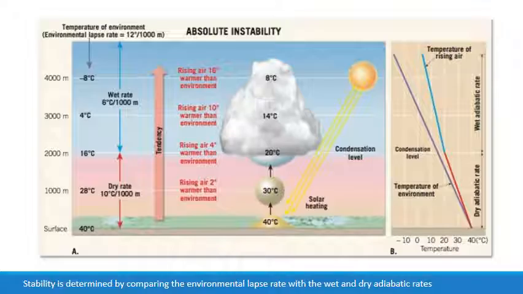So absolute instability occurs most often during the warm months, summer months, and on clear days when solar heating is really intense. Under those conditions, the lowermost layer of the stratified atmosphere is much higher than the temperature aloft. And that makes a really steep environmental lapse rate.